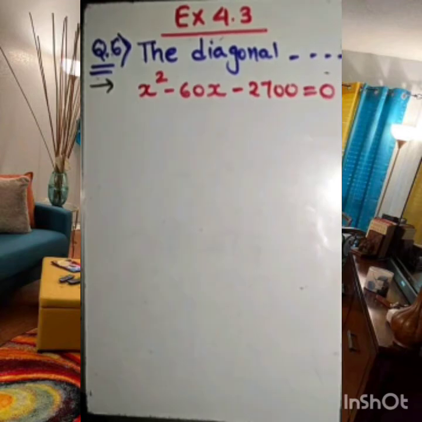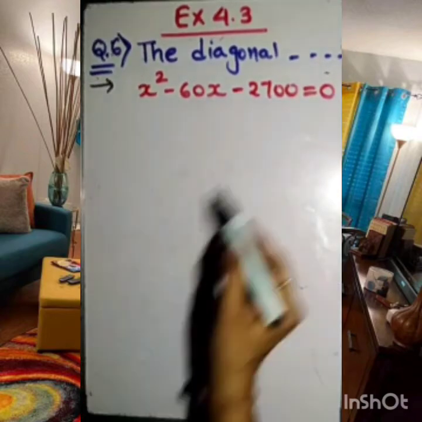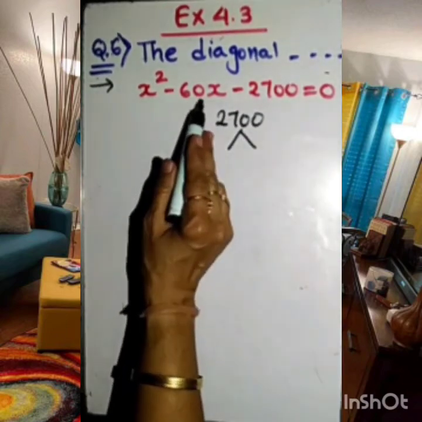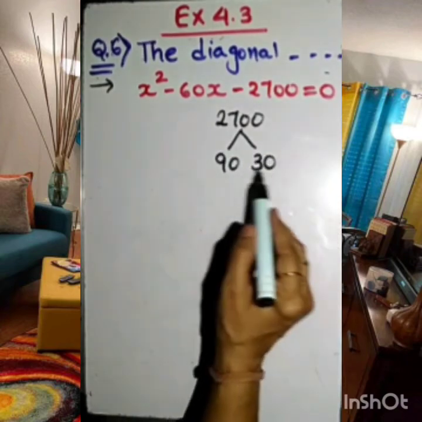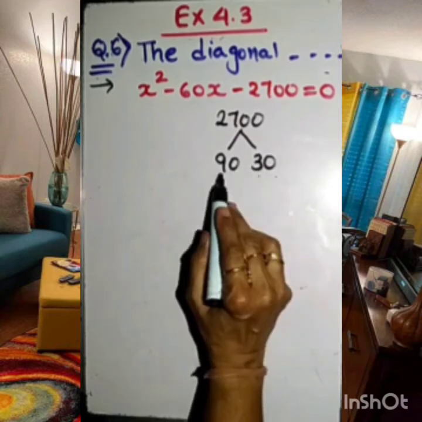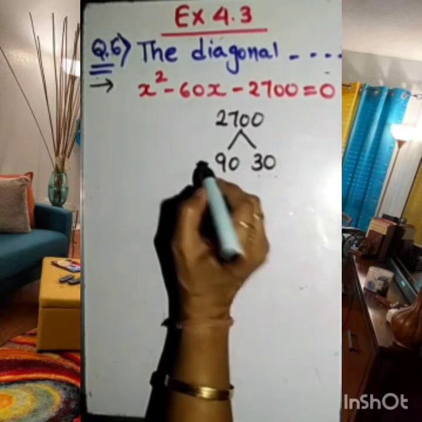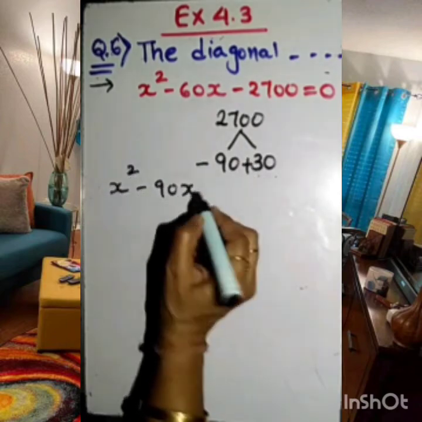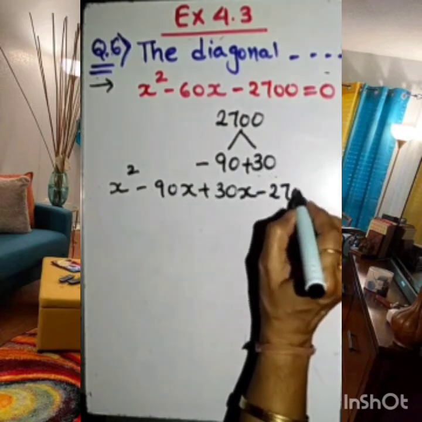So dear student, on your screen you can see this is the quadratic equation with us. Let's take the factors of 2700 such that we have 60 as the difference. So here 90 into 30, because 9 threes are 27 and this 0, 90 into 30 is 2700. Now the bigger number's sign should be minus and the other plus. So according to this, x square minus 90x plus 30x minus 2700 equal to 0.